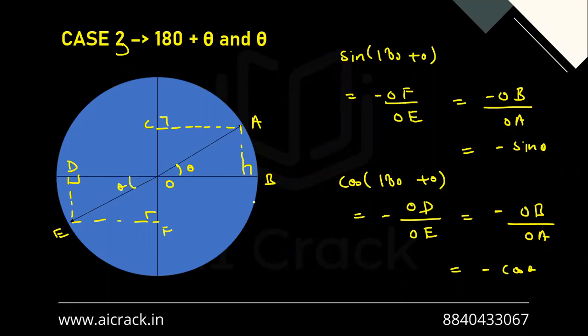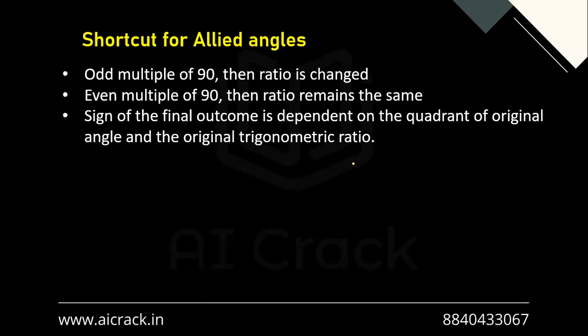Now I think you all have got a decent understanding of how these allied angles are being derived, right? Now let's make certain general conclusions about these allied angles, because you might not be able to remember all these formulas. There are 4 quadrants, and with every quadrant there are 2 cases attached. So you might not be able to manually remember these formulas unless rigorously practiced. So we have a shortcut over here.